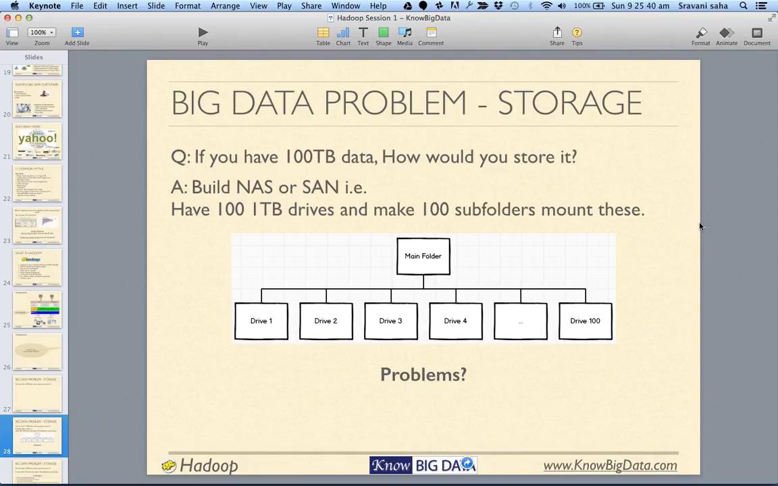And for each drive, we mapped one folder, so that when the user comes to a machine, he sees a main folder under which you'll see 100 folders for each of the 100 drives. Right? Now, do you see any problem with this approach? So now we have 100 folders. We can store movies in these 100 folders. What is wrong with this? Do you see any problems? Anyone?